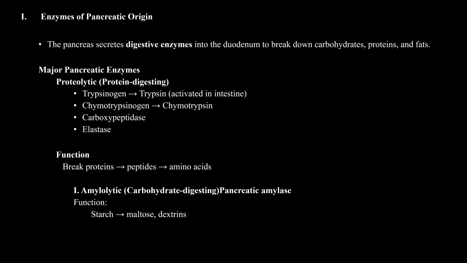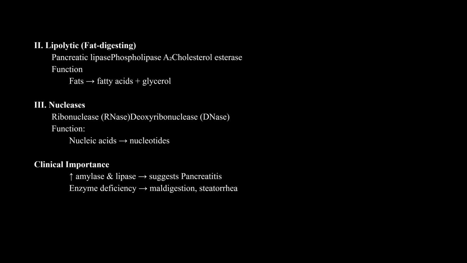Pancreatic enzymes: the pancreas secretes into the duodenum enzymes acting on carbohydrate, protein, and fat. Major pancreatic enzymes are trypsin, chymotrypsin, and carboxypeptidase, which break down proteins to peptides and amino acids, otherwise causing indigestion. Pancreatic amylase converts starch to maltose. Lipolytic fat digestion: pancreatic lipase converts fats to fatty acids and glycerol. Nucleases convert ribonucleic acid to nucleotides.